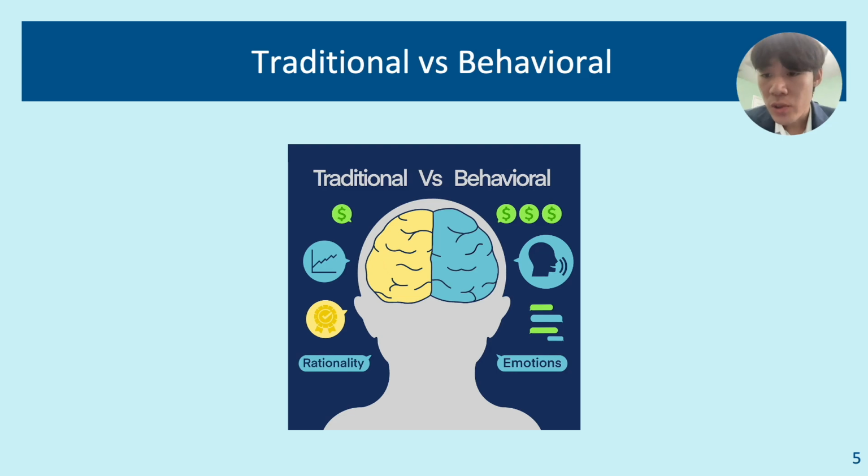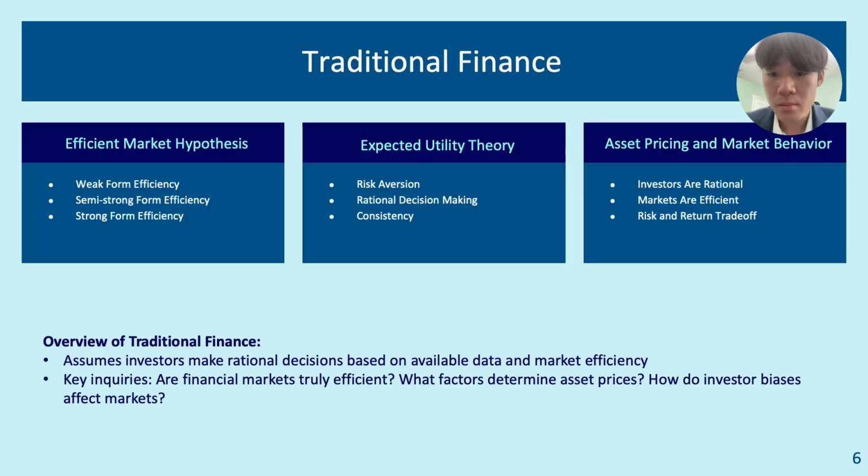Now that we have an overview, let's dive into the two key perspectives in finance: traditional finance and behavioral finance. Traditional finance assumes that investors are rational, markets efficient, and that risk and return are the main drivers of financial decision making. Behavioral finance, on the other hand, challenges these assumptions by considering psychological factors and biases that influence investor decisions. So first, we'll explore the three foundational principles of traditional finance.